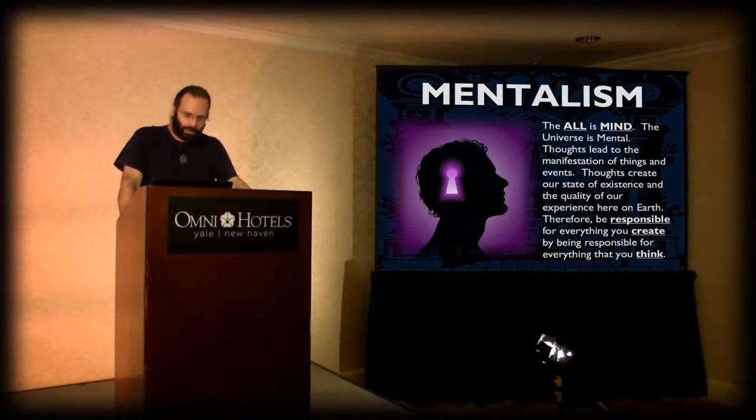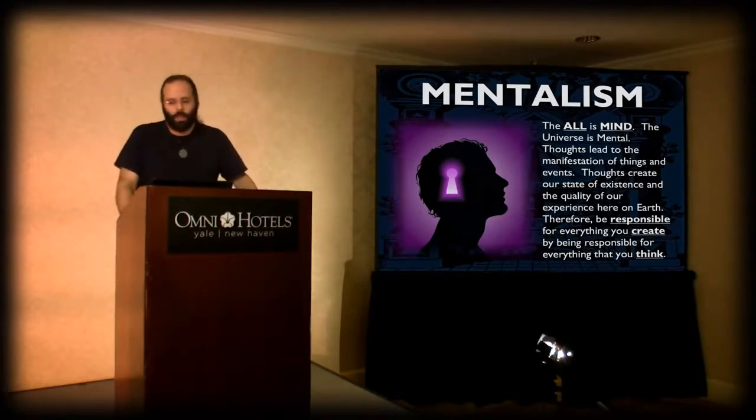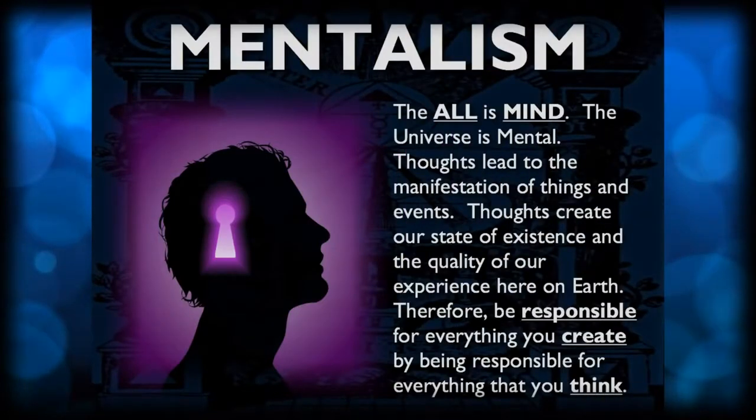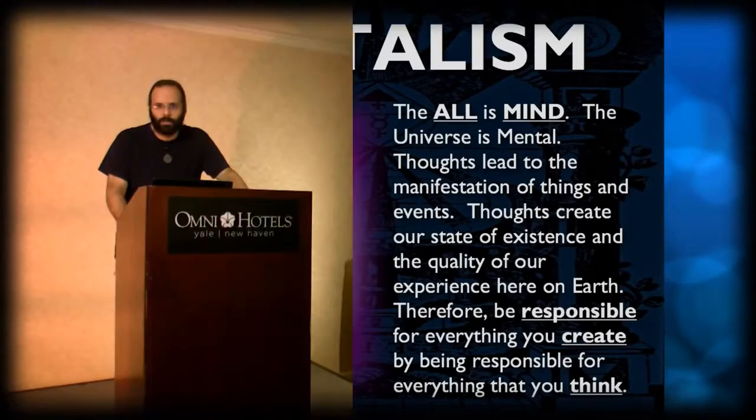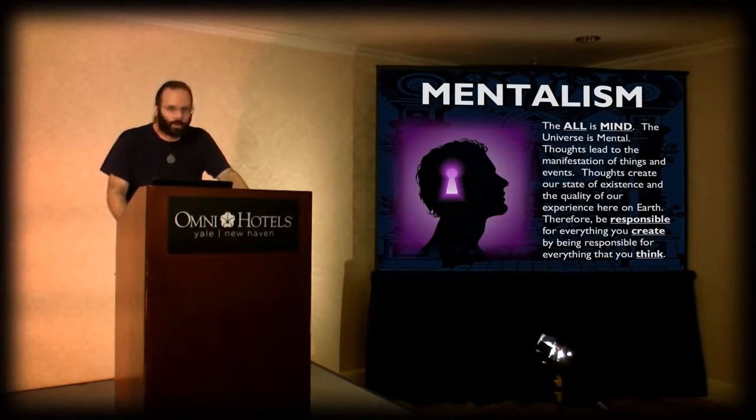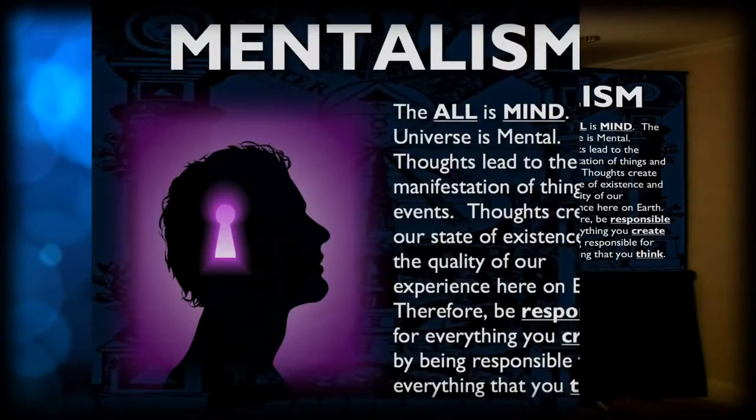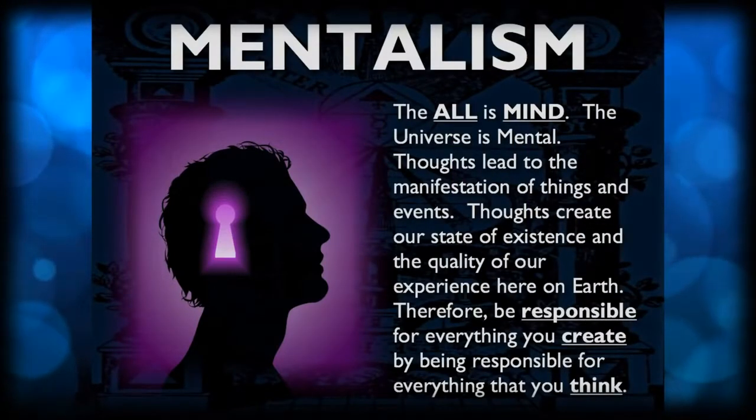The principle of mentalism states that the all, everything in creation, is actually a manifestation of mind. The all is mind. Okay? What this means is everything that happens has to be a result of a mental state which preceded it. Everything. For anything to exist, thoughts had to form first, and then they formed the physical reality after. The universe itself is a mental construct of the Creator. Thoughts lead to the manifestation of things and events. Thoughts create things and conditions. They cannot just magically manifest themselves. Thought comes first. Thoughts create our state of existence and the quality of our experience here on earth, ultimately.